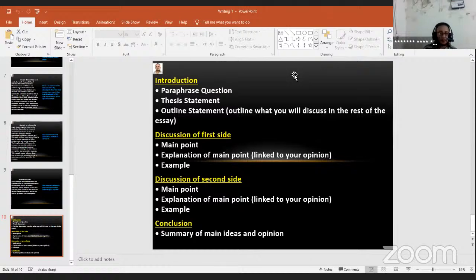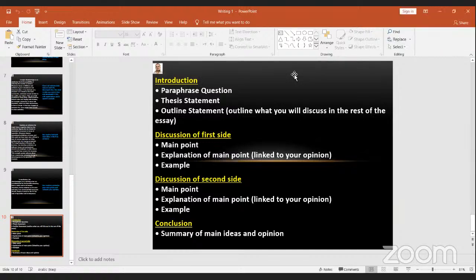How to write the essay. You need to divide it into introduction, body, and conclusion. In the introduction, first paraphrase the statement.